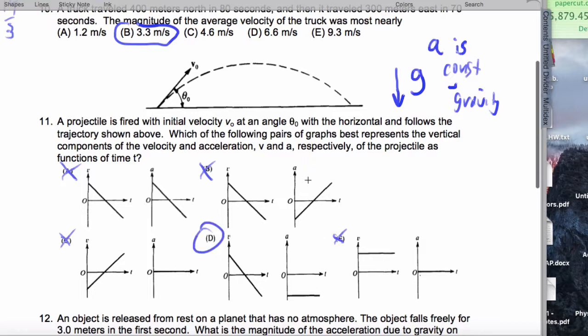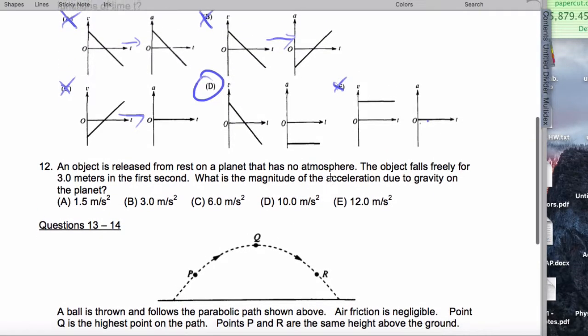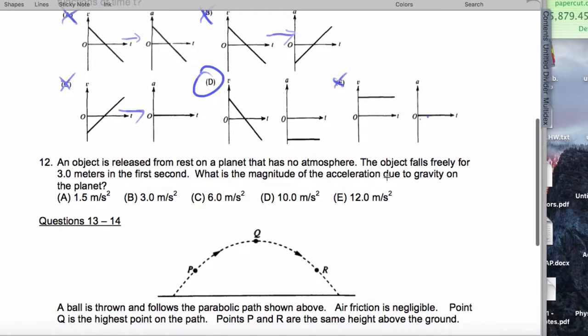Another way to look at this is that we can eliminate graphs based on slope. The slope of the velocity graph is the acceleration. So you notice this is not the correct slope. Not the correct slope. Not the correct slope. This is the correct slope of the velocity graph, but it's not the correct physics, so that leaves us with choice D.